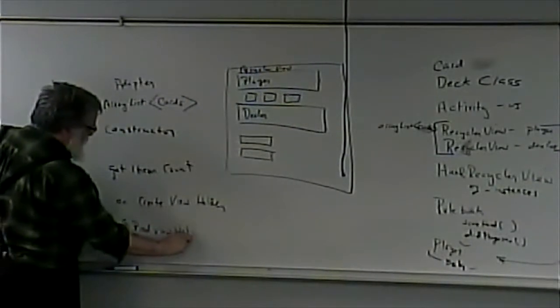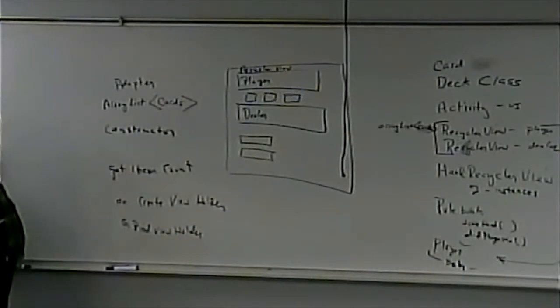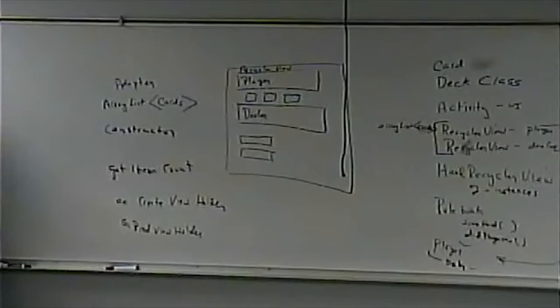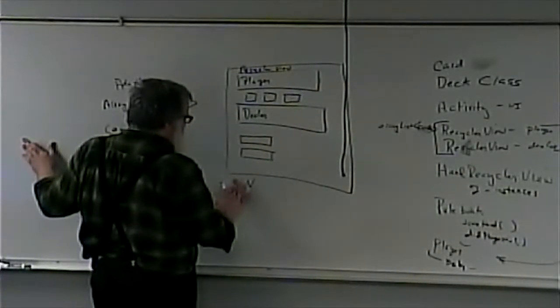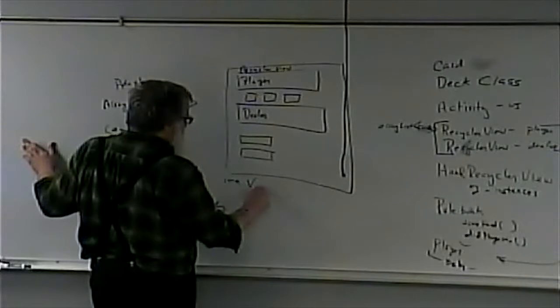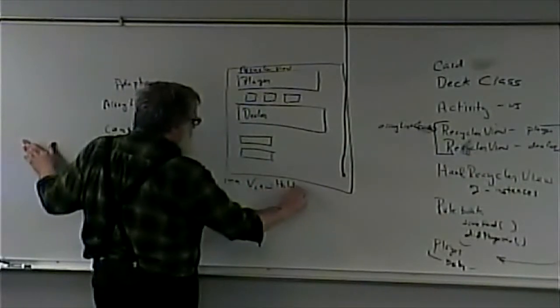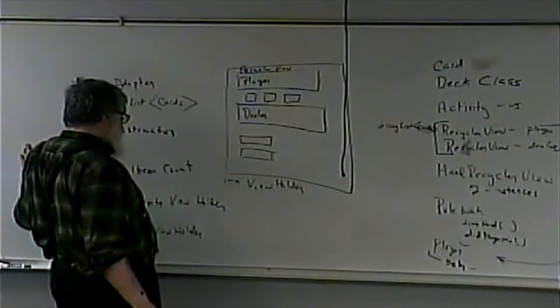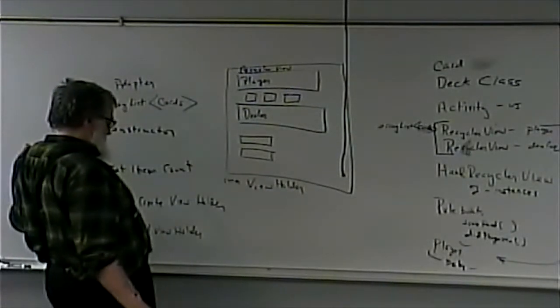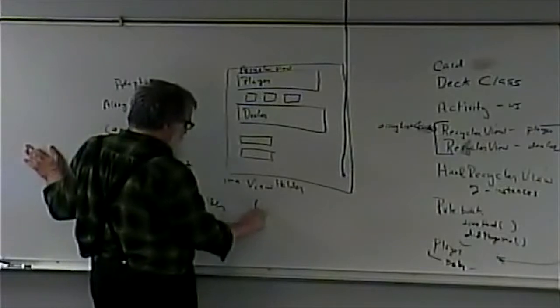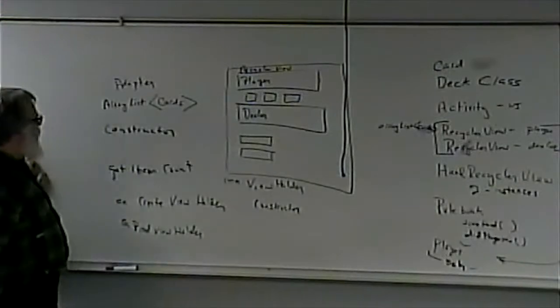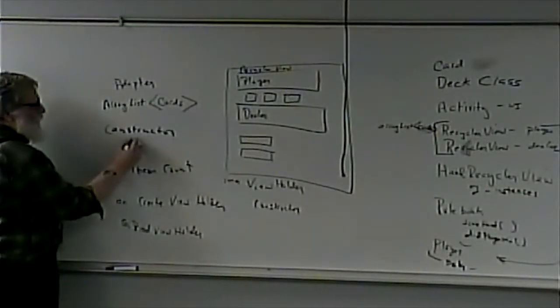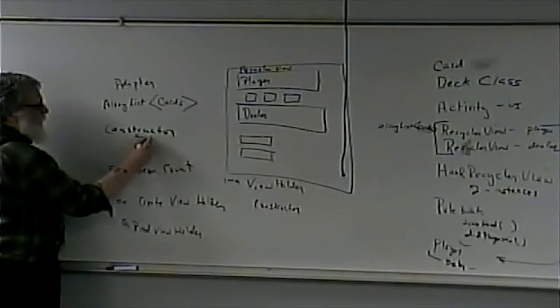And then I'm not quite sure how to represent that in the UML. You're going to have an inner class of view holder. The constructor is going to accept what? It's going to accept the array list as the argument.